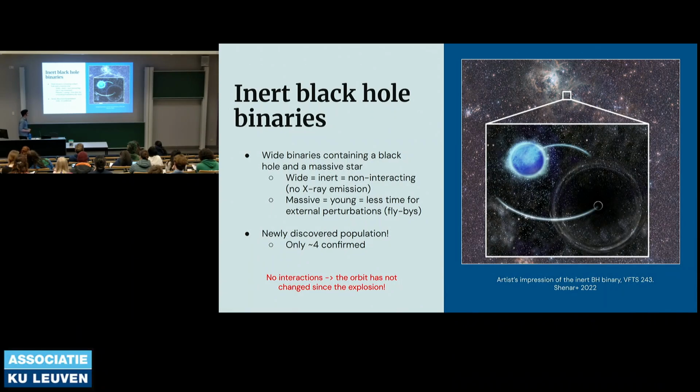In this case, wide means inert, meaning non-interacting. There's no X-ray emission, so you're not accreting onto the black hole. It is X-ray quiet throughout its life. It's too wide to be accreting. It's a newly discovered population. There are only about 4 confirmed. I put a tilde in front of the 4 because there are questions about which ones are confirmed and which ones we trust. But it's about 4 right now.